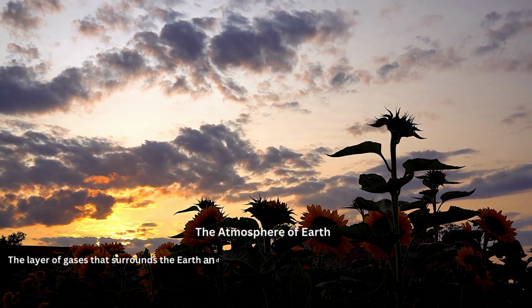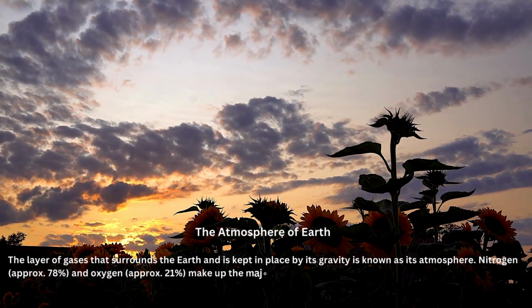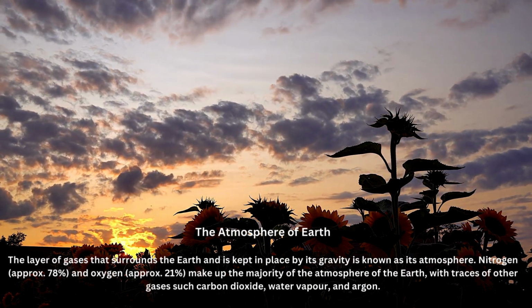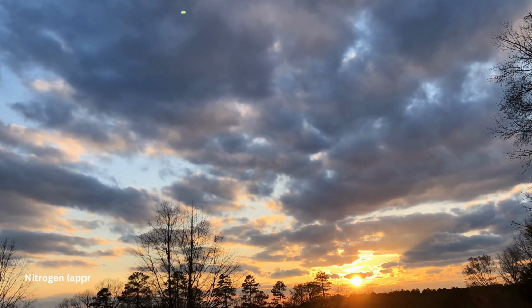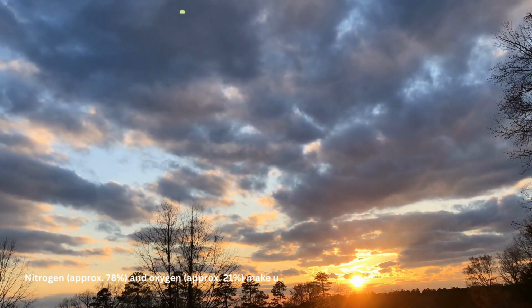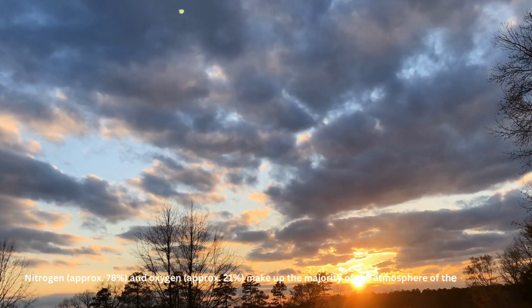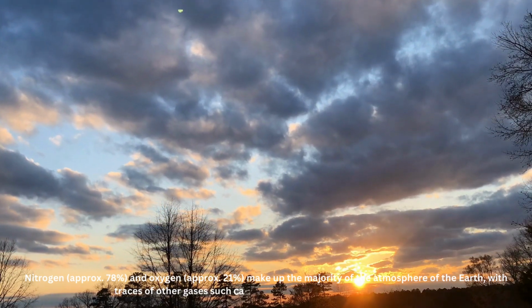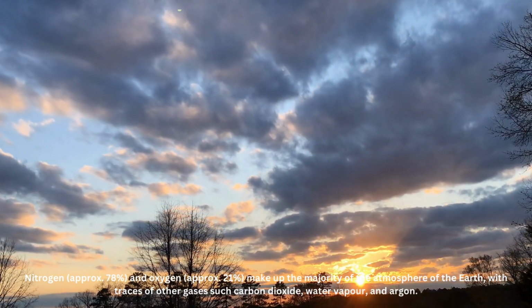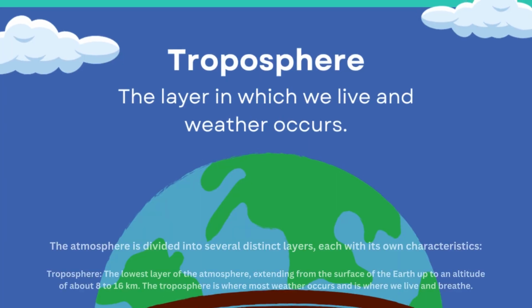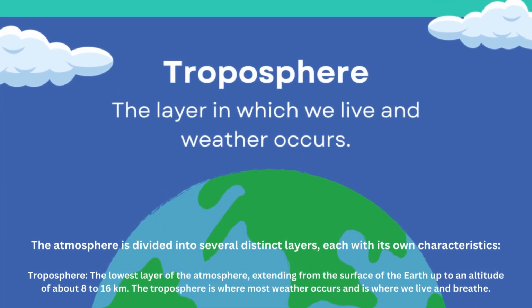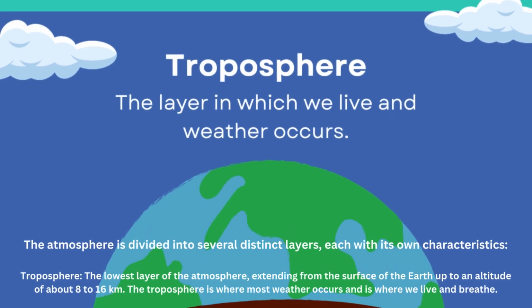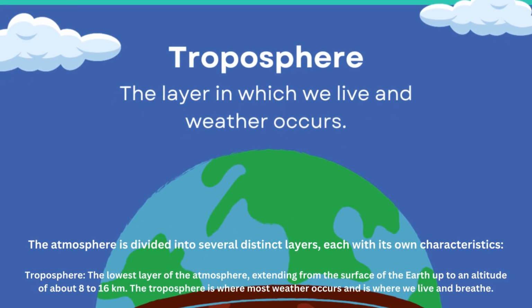The atmosphere of Earth, the layer of gases that surrounds the Earth and is kept in place by its gravity, is known as its atmosphere. Nitrogen, approx. 78%, and oxygen, approx. 21%, make up the majority of the atmosphere of the Earth, with traces of other gases such as carbon dioxide, water vapor, and argon. The atmosphere is divided into several distinct layers, each with its own characteristics. Troposphere, the lowest layer of the atmosphere, extending from the surface of the Earth up to an altitude of about 8 to 16 kilometers. The troposphere is where most weather occurs and is where we live and breathe.